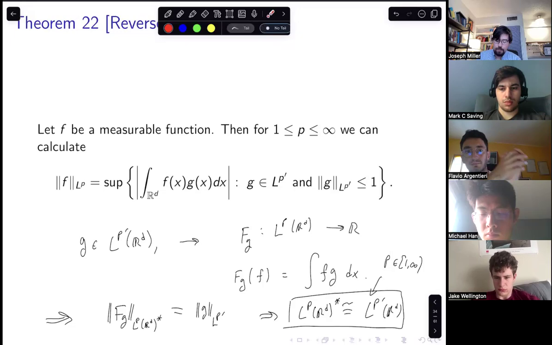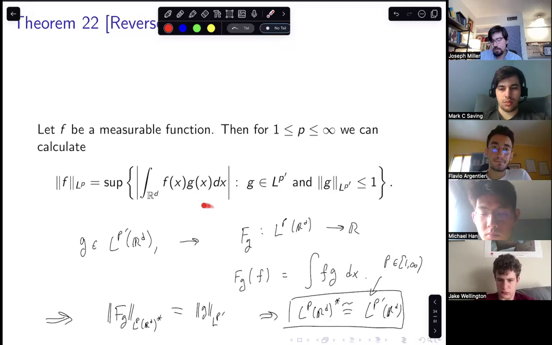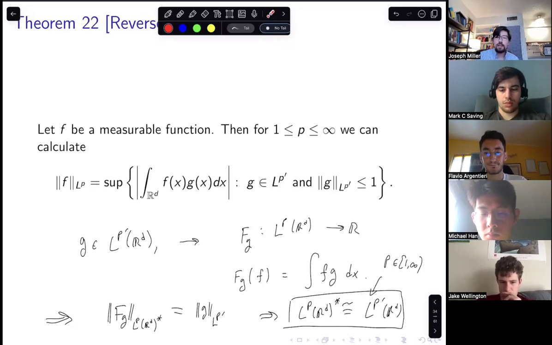The way I would categorize how you should think about this is, if I ever have a problem where I'm asked about the LP norm of a function, sometimes it's easier to look at it as just integration against another function. What you can do in proofs, for example, to control the LP norm in some way, is use this theorem: you give me an epsilon, and I can pick something which approximates this LP norm up to an epsilon by just integrating against a G.